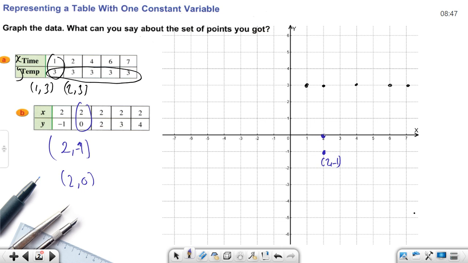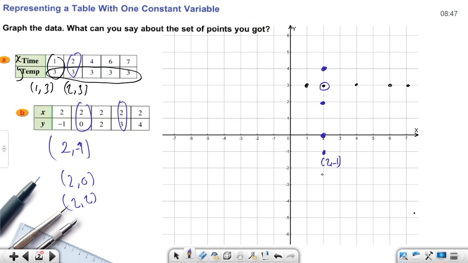So when y is 0, the point is on the x-axis. Now 2 and 2. Where is it? 2 and 2. Then 2 and 3. As you see, we have the same point here. I will circle it with a blue circle. It's exactly the same point as 2 and 3. Then 2 and 4.